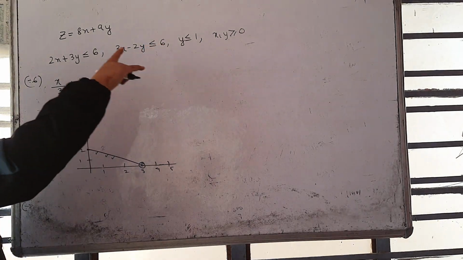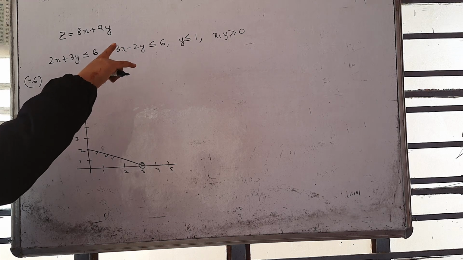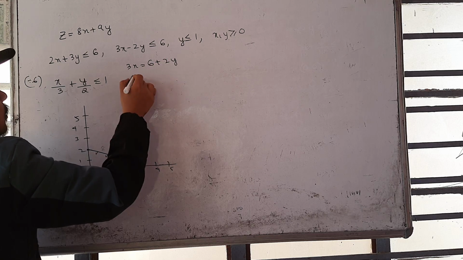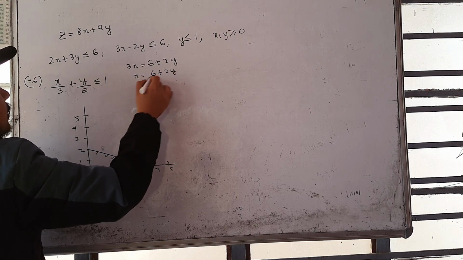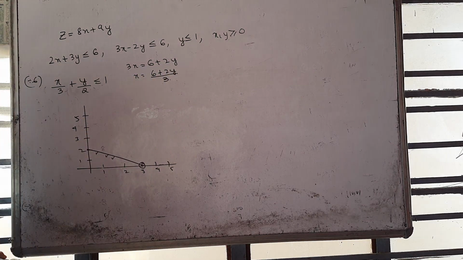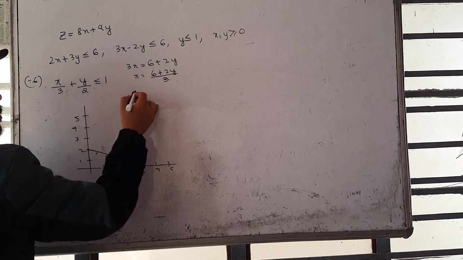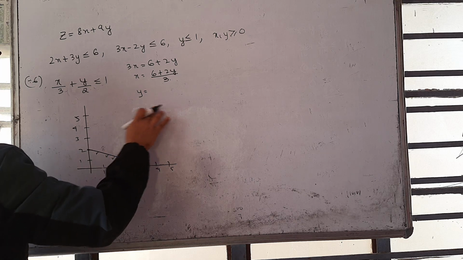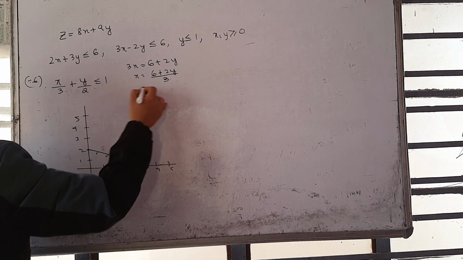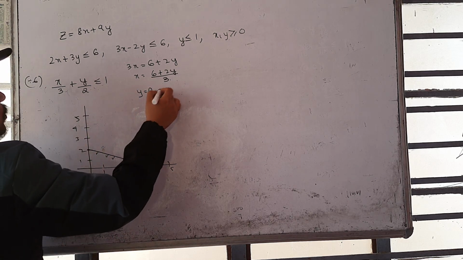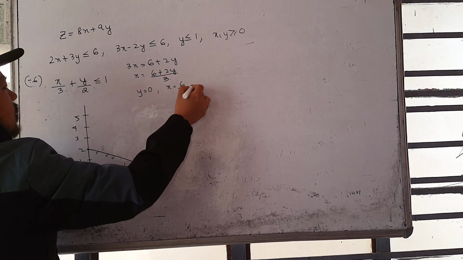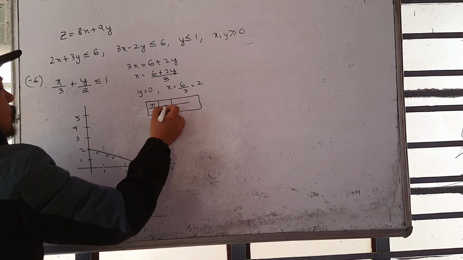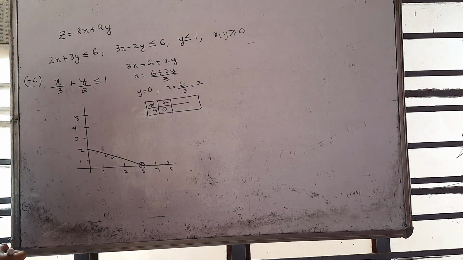Now you can't use intercept because there's a negative. Is it clear? So use the table method. How do I do that? Take the negative to that side. So x equal to 6 plus 2y divided by 3. Is it clear? Now tell me random values of y. When y equal to 0, 6 by 3, what is that equal to? 2. Point. So when y is 0, x is 2. Is it clear?